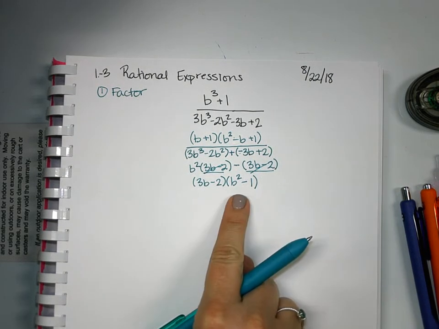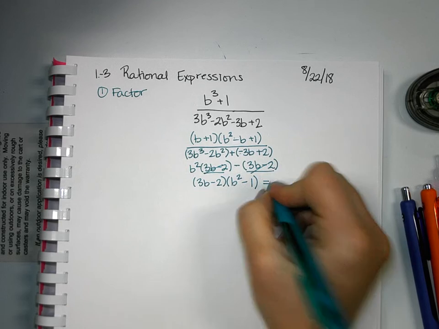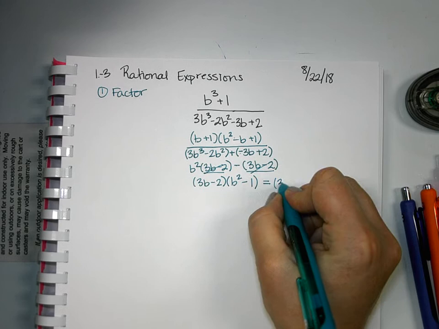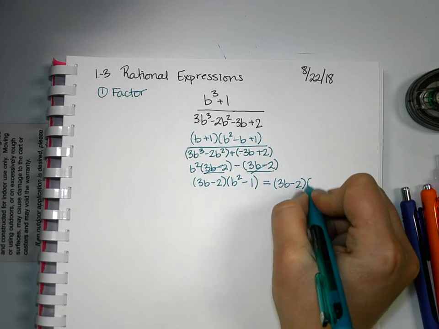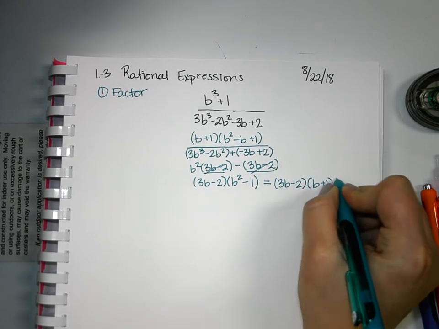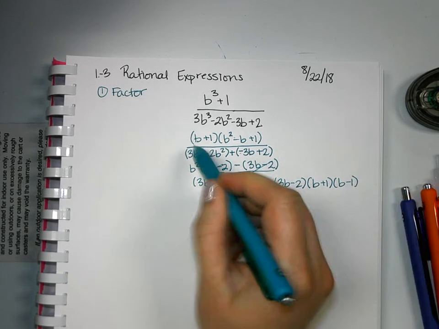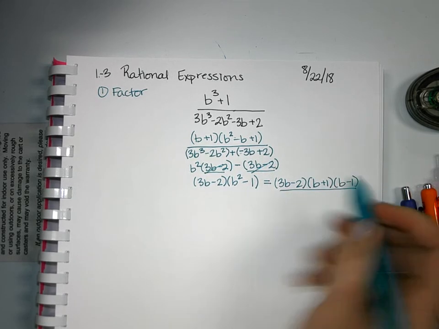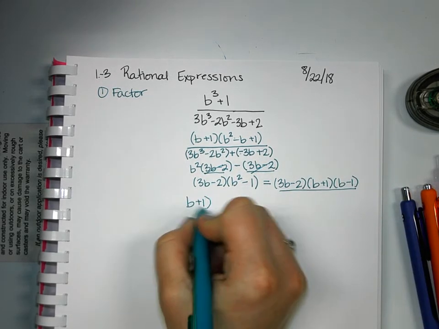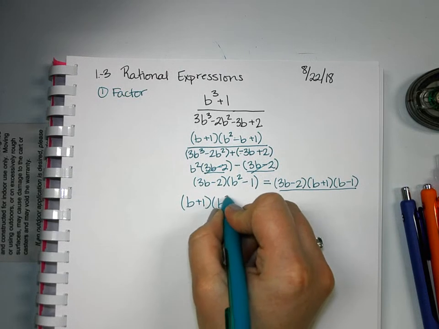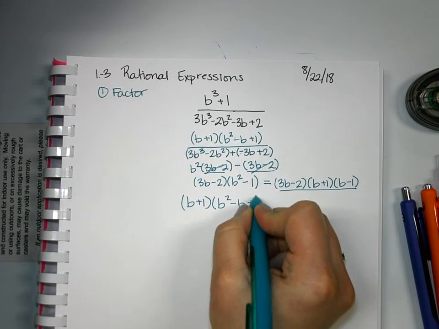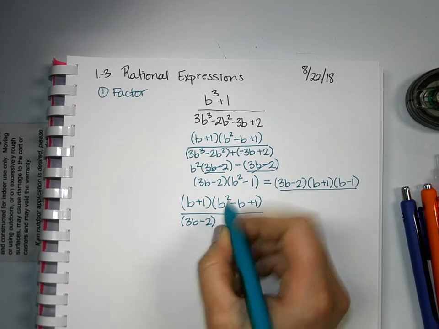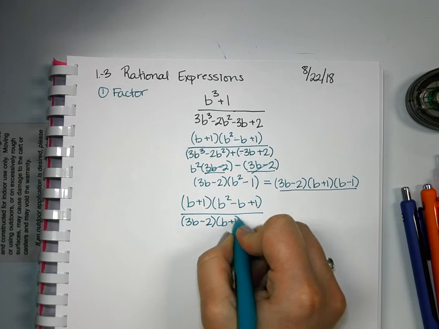So in looking at what I have now, I notice that I can actually factor b squared minus 1. That's a difference of squares. So I'll have 3b minus 2 and b plus 1 and b minus 1. So all of this right here is just for the denominator, with this being the final denominator. So I'm going to just rewrite this so that it's a little bit cleaner and all together. Fully factored, your fraction is now this.